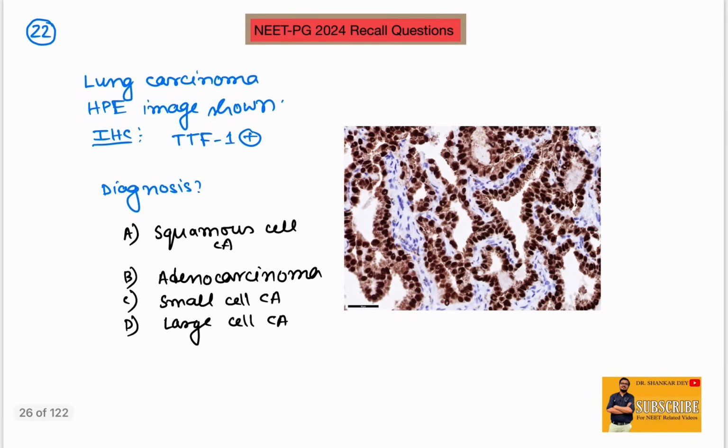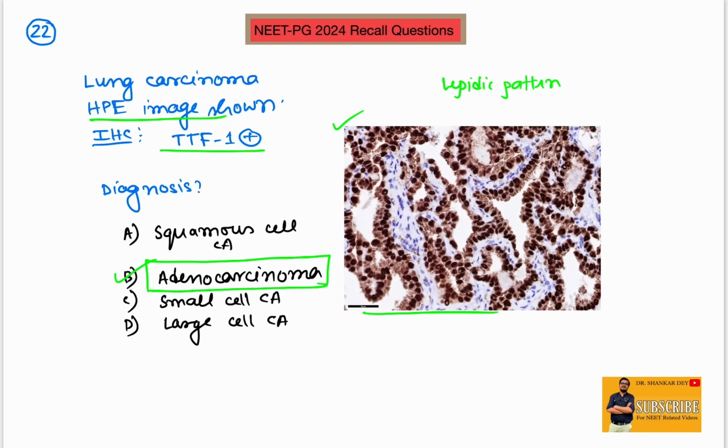Question number 22. Lung carcinoma patient, a histopathology image was given, and IHC was TTF1 positive. So this is a lepidic pattern of histopathology with IHC TTF1 positive. This is clearly suggestive of lung adenocarcinoma. So this is adenocarcinoma lung.